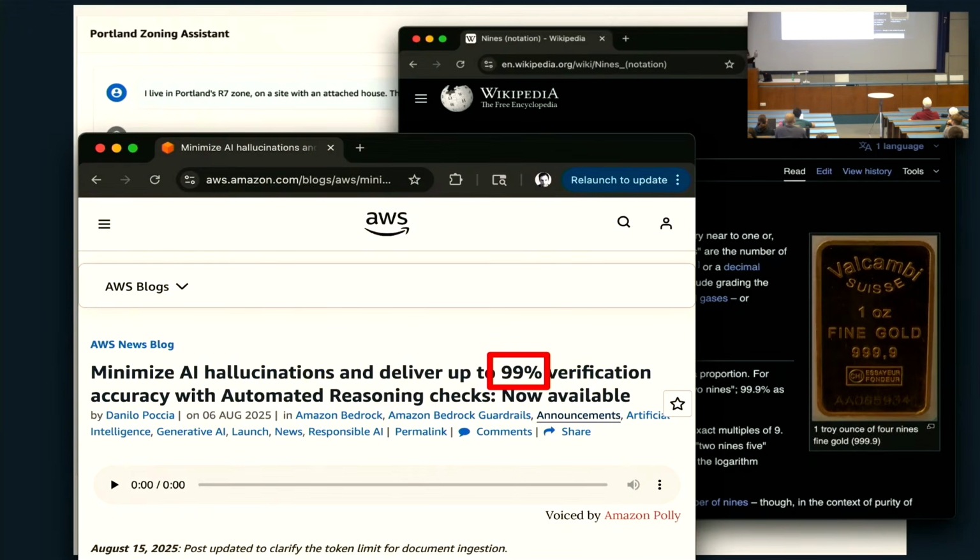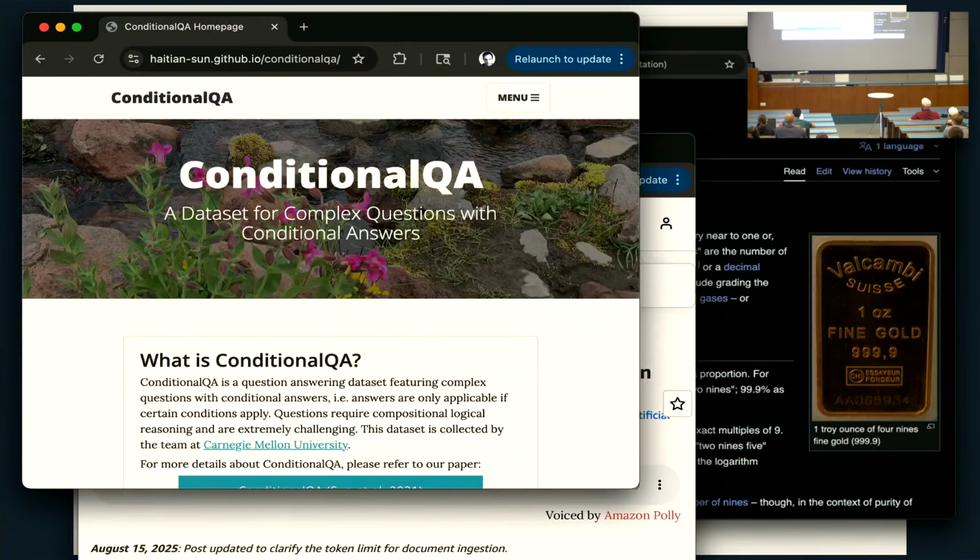So right now, automated reasoning checks, we announced it was 99% verification accuracy. And how did we compute that? Well, we ran it on a bunch of benchmarks from this conditional Q&A benchmark suite. And then we also did this for a bunch of internal customers that were early beta testers of the tool, and we hit 99%. So then we were pretty excited about that.